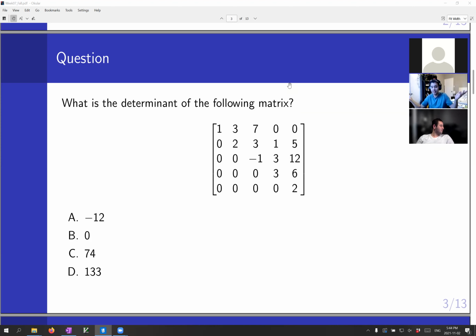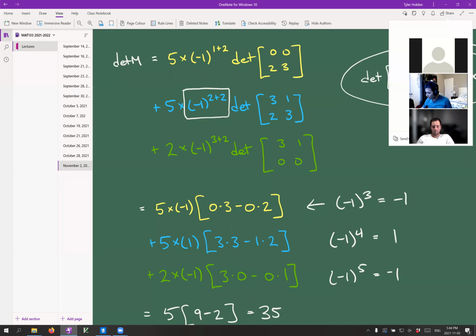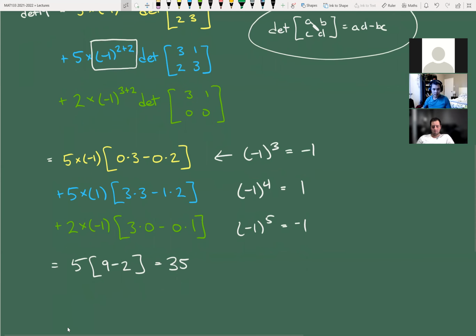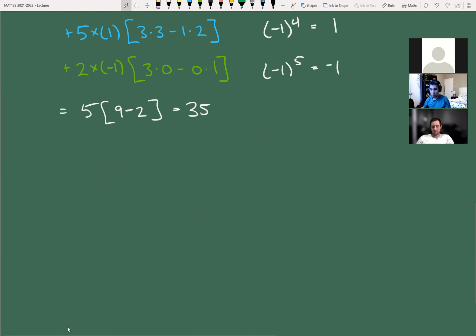What you notice is that -12 is just the product of the numbers on the diagonal. This is called an upper triangular matrix because it has all zeros beneath the main diagonal. If you have such a matrix, the determinant is always just the product of the diagonal elements. The same thing holds if you have a lower triangular matrix, where all the numbers above the main diagonal are 0: the determinant is just the product of the diagonal elements. In this case, 1 times 2 times -1 times 3 times 2 is -12. So that is the determinant. If you do this one by hand, you can see why this is true.